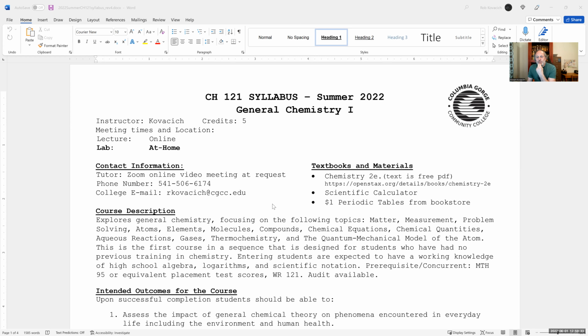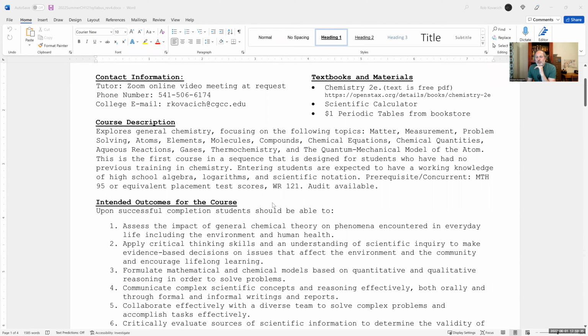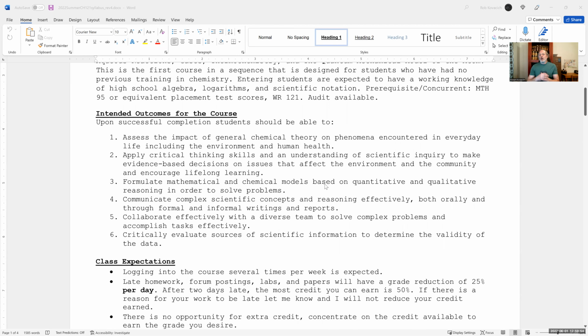It's a paper table. This is the first course in a series of 3 chemistry courses, and this class is usually taken by people who are looking for entrance into biology, or people who need a lab science who are not going to be science majors. The course outcomes are, we're going to assess the impact of general chemistry theory on the phenomenon of everyday life, including the environment and human health.